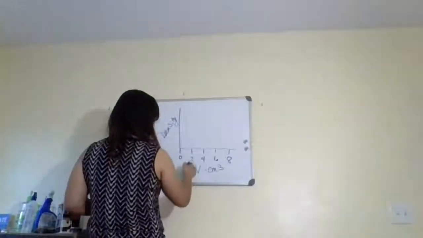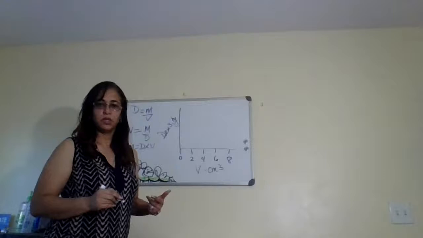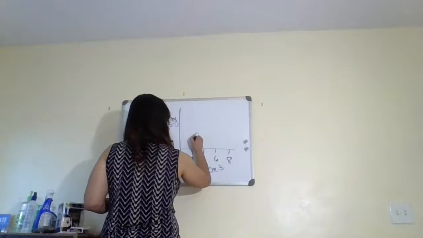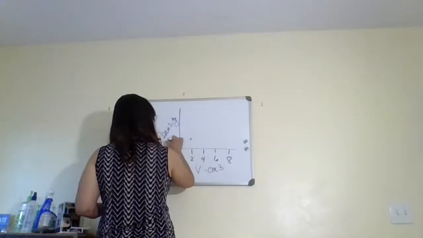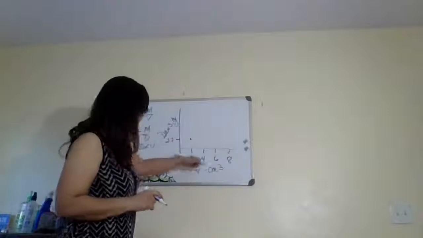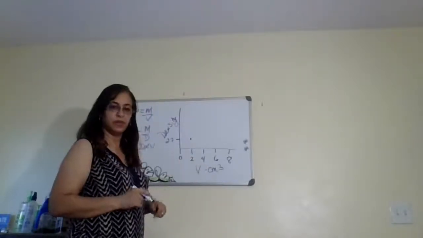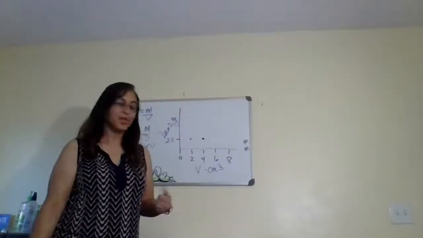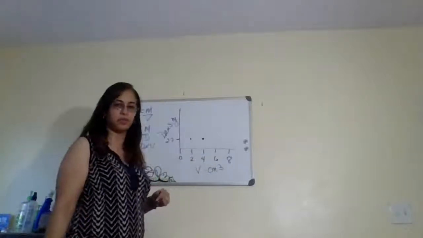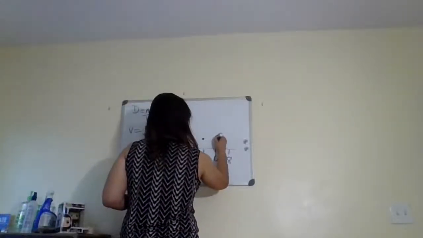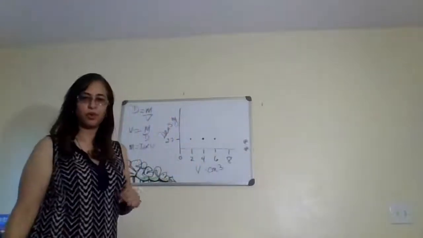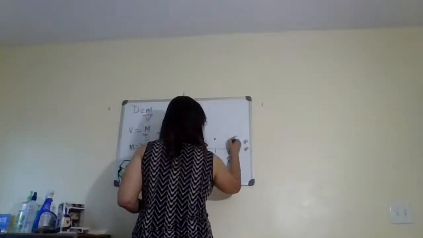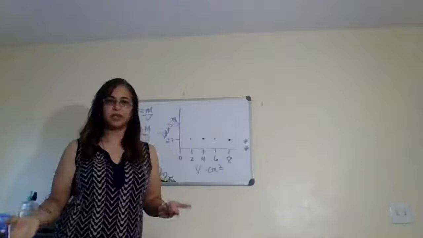If I have 2 cubic centimeters of aluminum, the density of that aluminum is 2.7 grams per cubic centimeter. If I have 4 cubic centimeters of aluminum, its density is 2.7 grams per cubic centimeter. If I have 6 cubic centimeters of aluminum, its density is 2.7 grams per cubic centimeter. If I have 8 cubic centimeters of aluminum, its density is 2.7 grams per cubic centimeter.